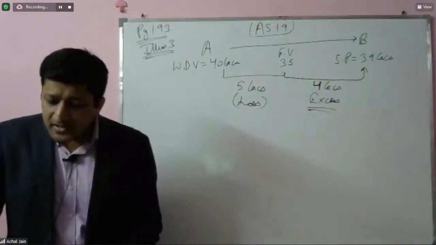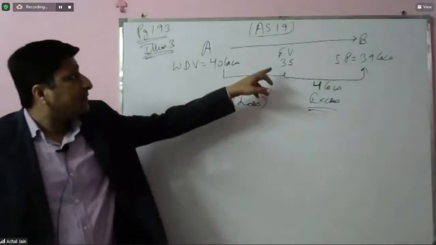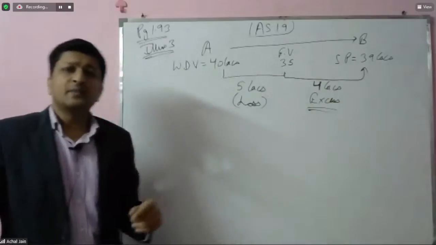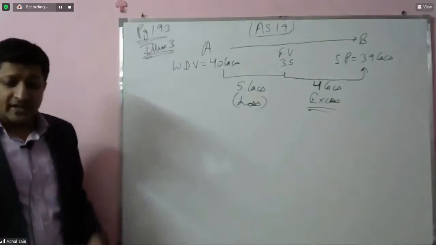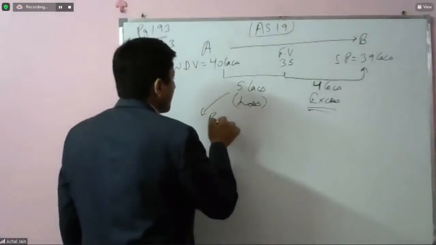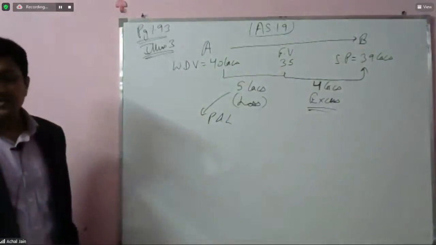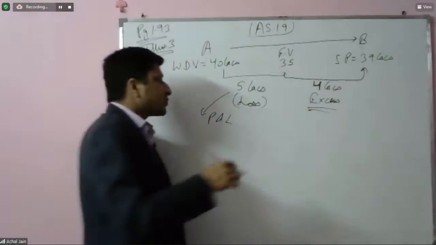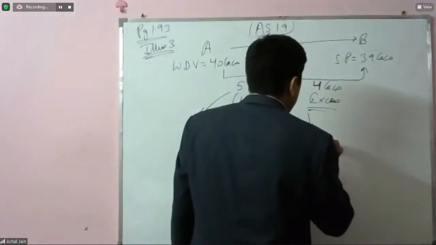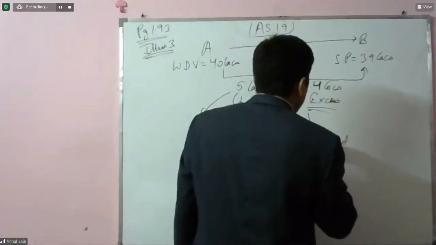So the standard says that in this scenario, the difference between fair value and WDV should go to P&L immediately, similar to what we did in case of last example. So this should go to P&L immediately, and this excess of 4 lakh needs to be there. This needs to be there.